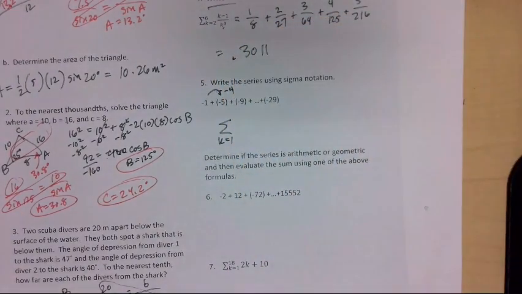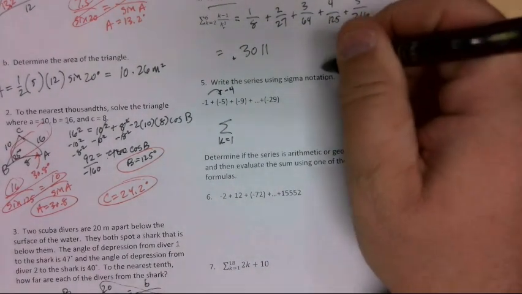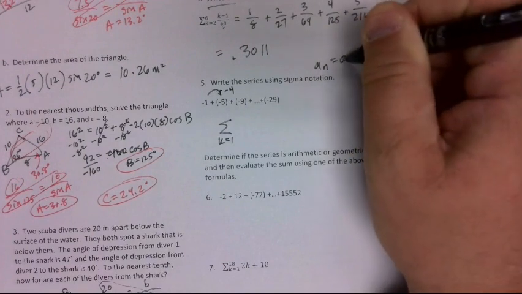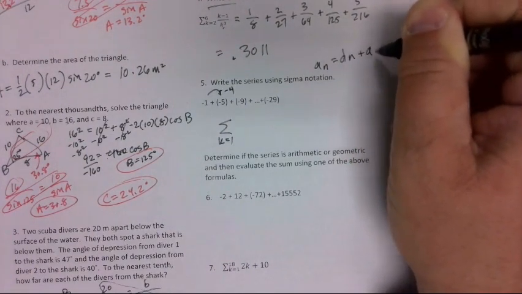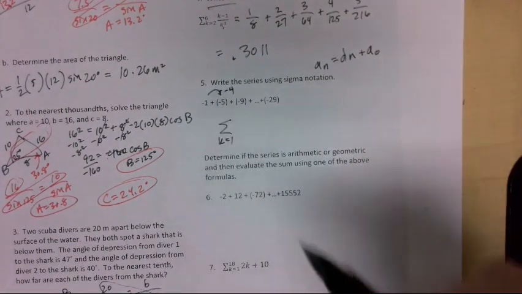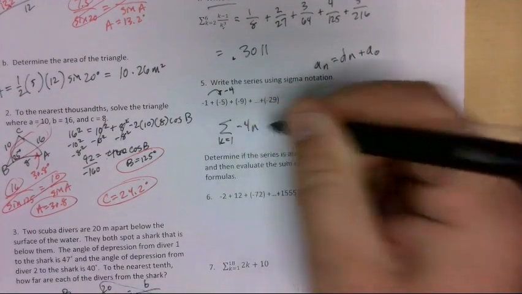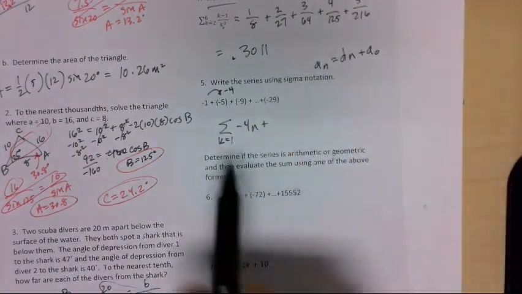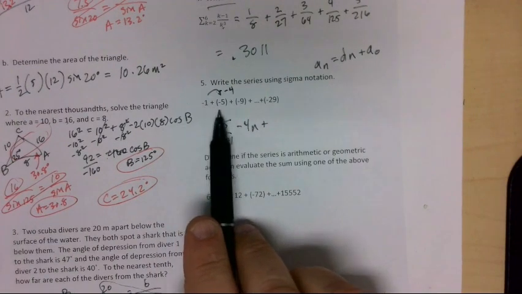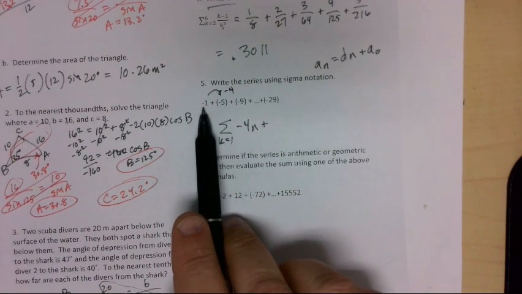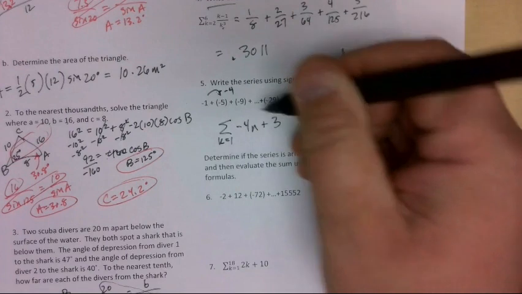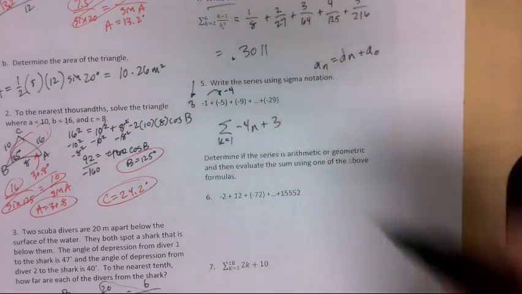That means it's an arithmetic sequence. Remember, this is one you need to memorize. It's the difference times n plus the 0th term. Well, the difference is -4, so -4n plus the 0th term, which would be if I go up this way, -1 plus 4. That's going to be 3, because 3 would be 4 above -1.